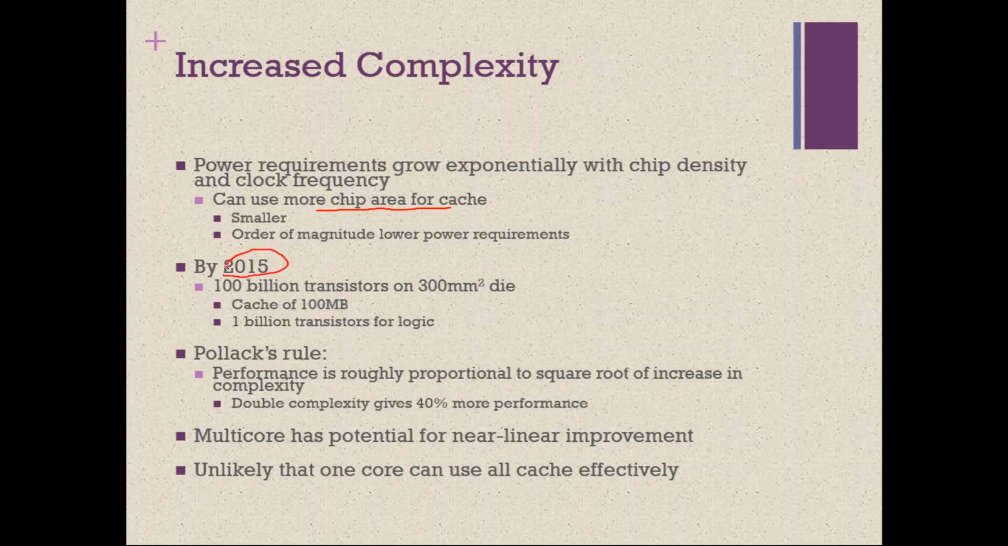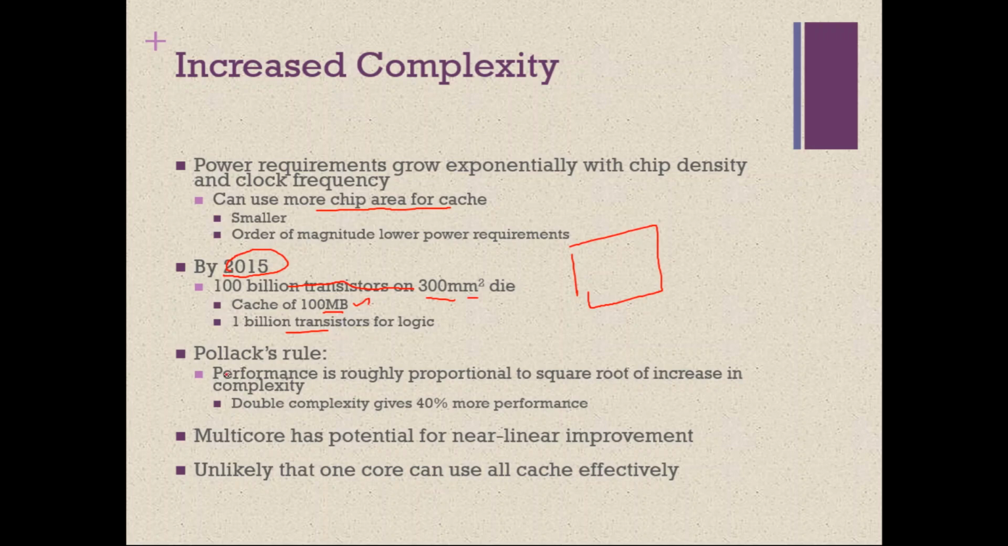It says that by 2015 there will be 100 billion transistors on a die. Die means a chip. Okay, a chip of this size, 30 millimeter square. In that chip there will be 100 million transistors, and there will be a cache of 100 MB. Okay, if you use a cache of 100 MB, then 1 billion transistors for logic. Okay, so the remaining transistors will be used in cache. So by keeping the size of the cache more, the power requirement can be reduced.